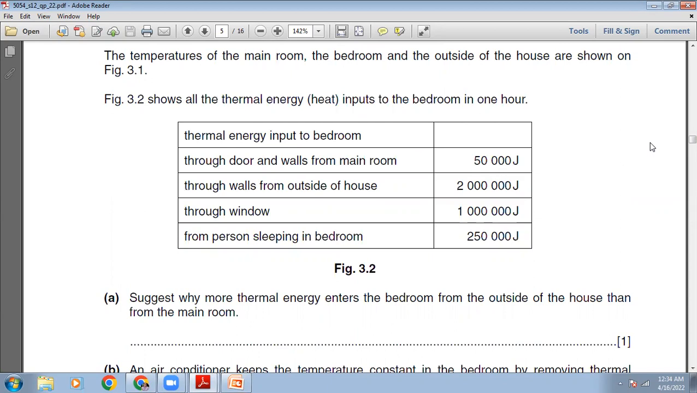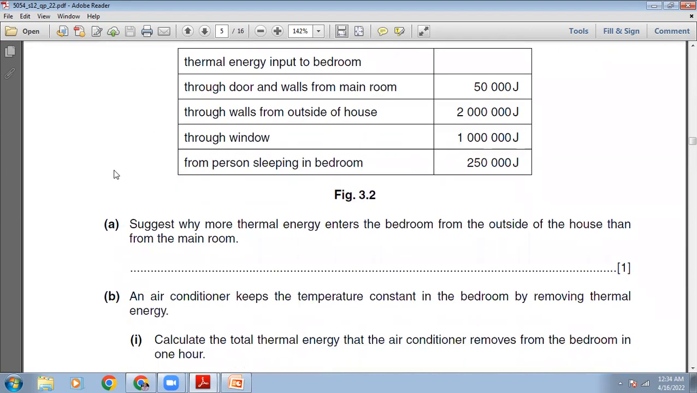Figure 3.2 shows all the thermal energy heat inputs to the bedroom in 1 hour. So 50,000 joules of energy is coming through the door and walls from the main room, and through the walls from the outside of the house, I think it's 2 times 10 to the power 6 joules, and through the windows it is 1 times 10 to the power 6 joules, and from the person sleeping in the bedroom 250,000 joules. So this much energy is coming into the bedroom.